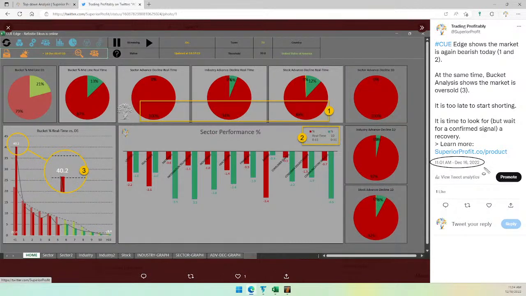I tweeted around 11 a.m. on Friday with a live chart of Q Edge bucket analysis, and I showed that the percentage of stocks in the lowest bucket, that is the percentage of stocks below the lower Bollinger Band, hit 40%. And more often than not, much more often than not, when it hits the 30 to 40% level, the market recovers.